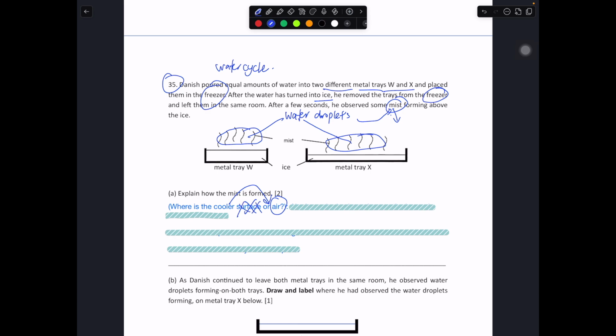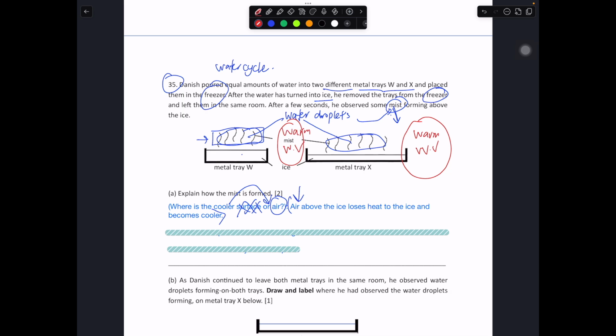So where is this cooler air? Cooler air is really the air above the ice. The air above the ice will lose heat to the ice and become way cooler. So this is actually your cooler air, cooler surrounding air. So now you have your cooler air already, so you have to think about where is the warm water vapor. Where did the warm water vapor come from? The warm water vapor comes from your surrounding.